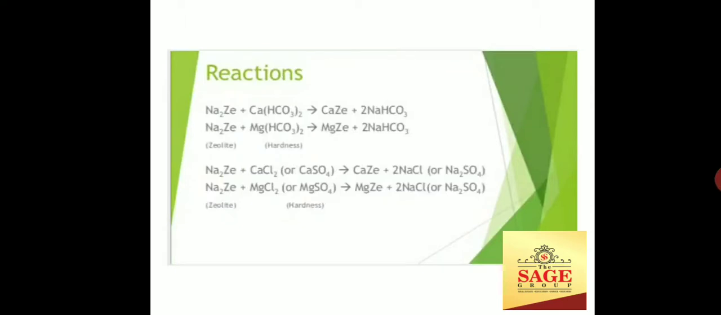Now let us see the reactions. Sodium zeolite reacts with calcium bicarbonate, which is present in hard water. In the same way, with magnesium bicarbonate or calcium chloride or magnesium chloride, all the hardness causing ions that are present in hard water, when they are passed through the zeolite bed, they form calcium zeolite and magnesium zeolite, and the sodium is exchanged. This sodium comes into the softened water and forms sodium bicarbonate or sodium chloride or sodium sulfate. So in this way our water is softened.